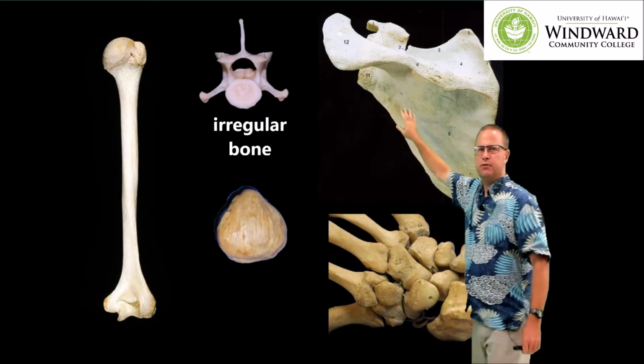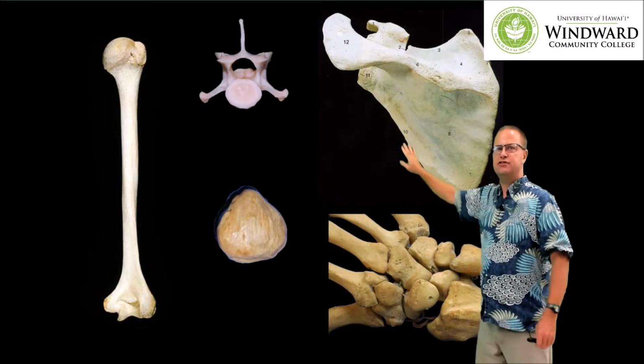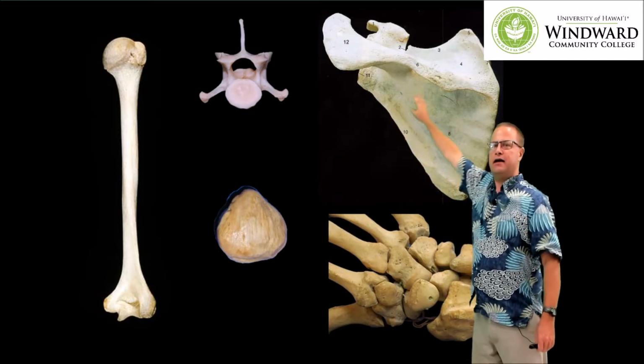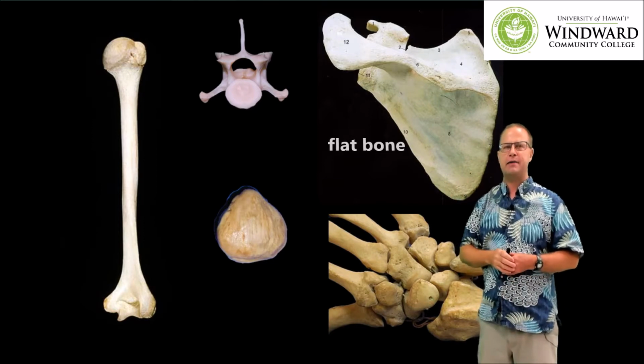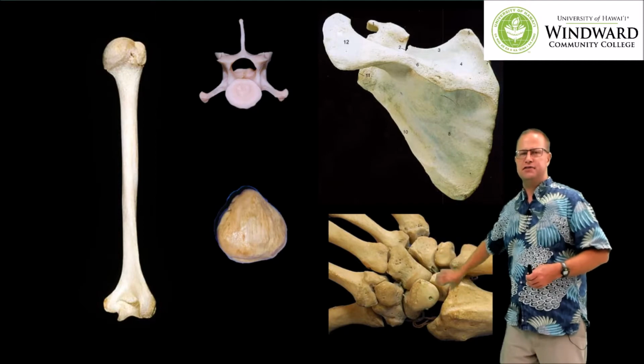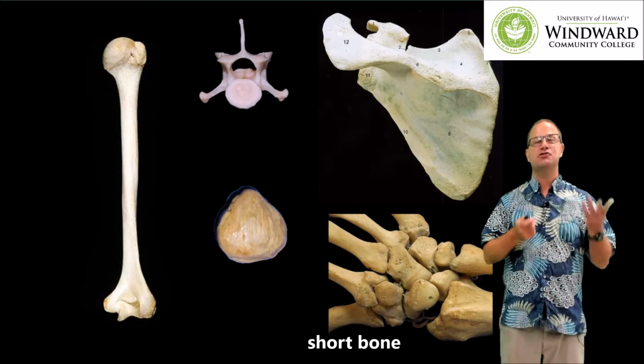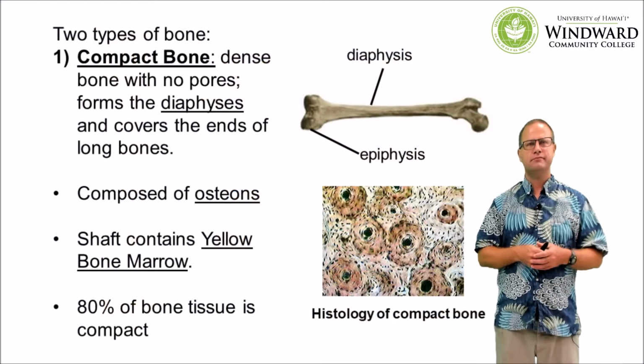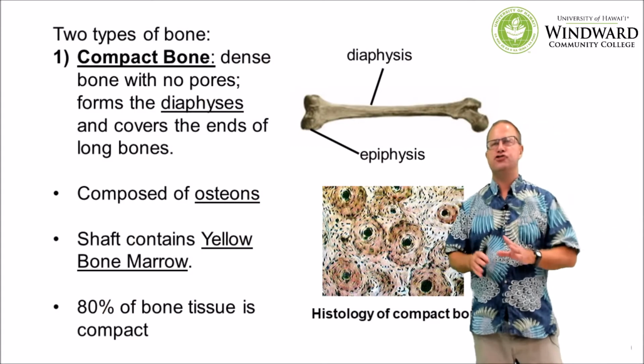And then take a look at this bone right here. It's flat, it's like a spatula. Its name is scapula, and the scapula is a great example of a flat bone. And finally, right here, we have some short, square-like bones in the wrist, and darn it, I said it. These are short bones.